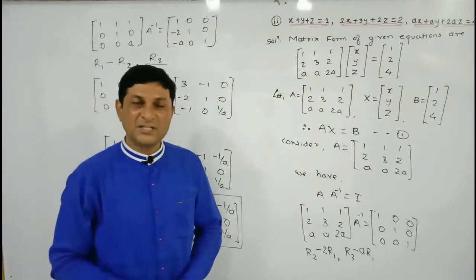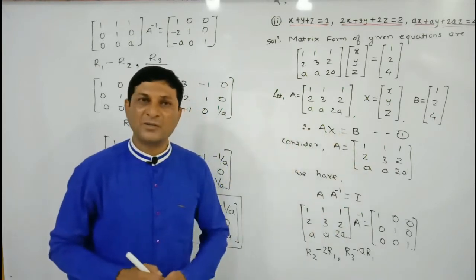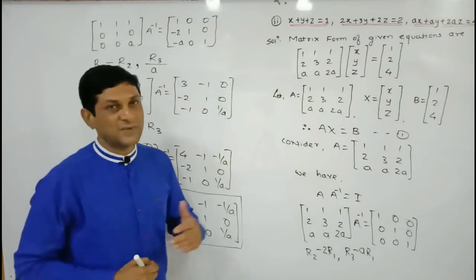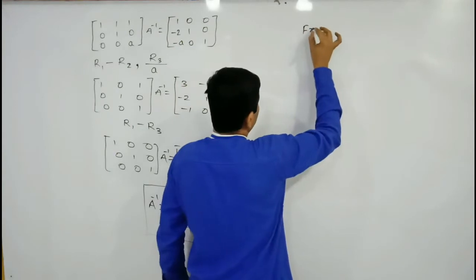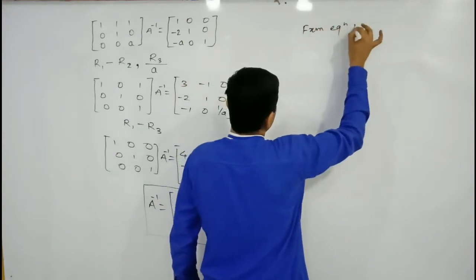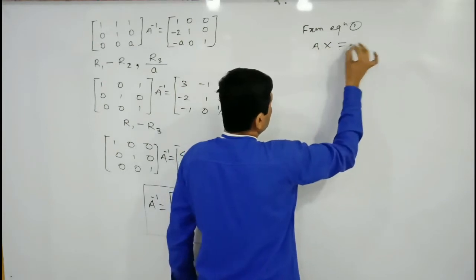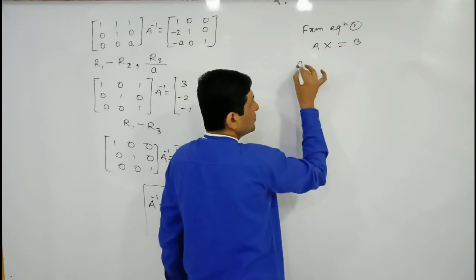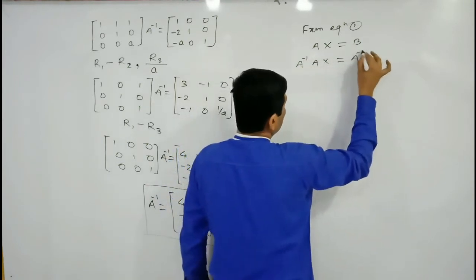In the inversion method, again consider the first equation and multiply both sides of this equation by A inverse to find our required values of x, y, z. So from the first equation, what is the first equation? AX equals B. Now we are multiplying both sides by A inverse: A inverse into AX will be equal to A inverse into B.